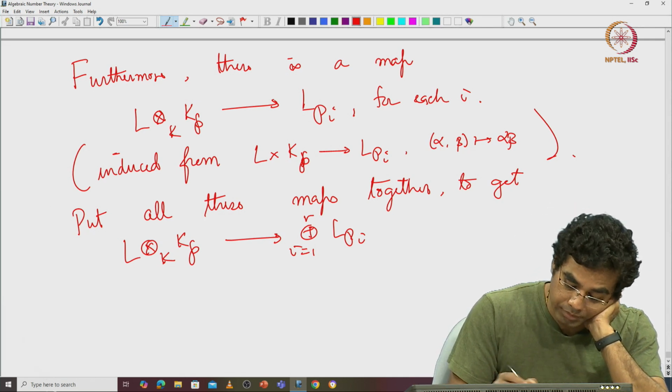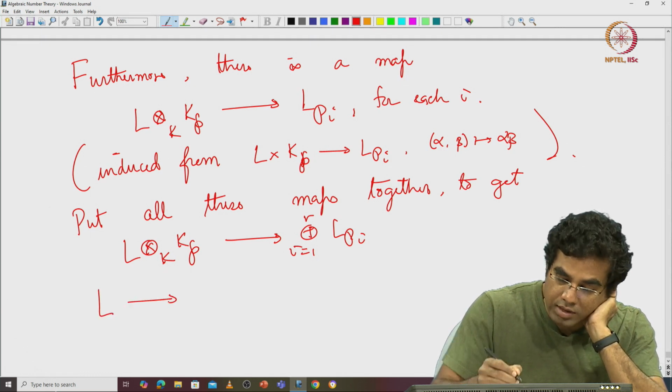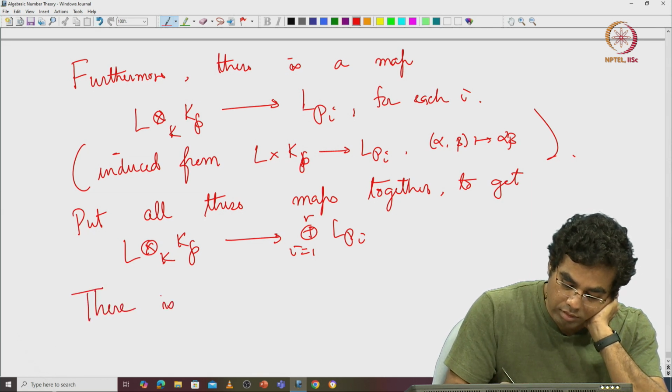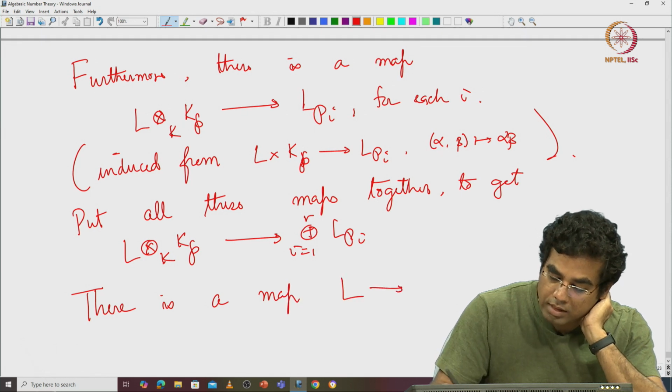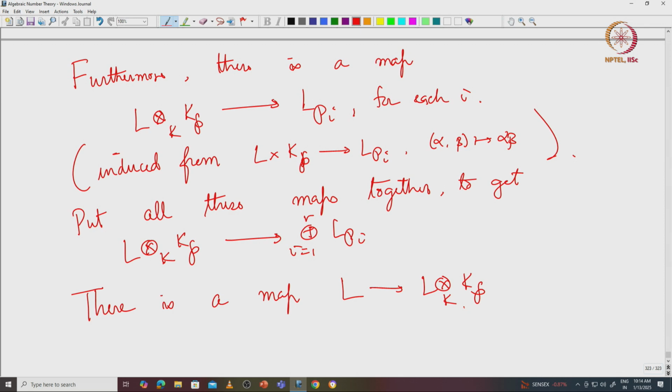Now, remember, there is an injective map from L to L tensored K_p. What is this map? This is just alpha going to alpha tensored 1, and so we get L to the direct sum, i going from 1 to r, of L_{p_i}.